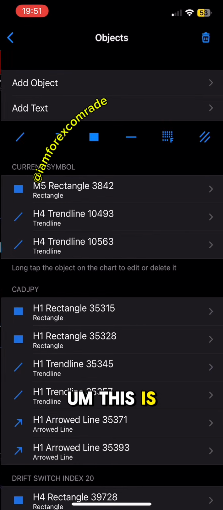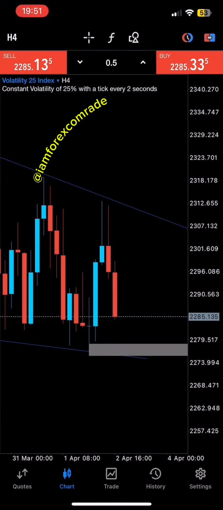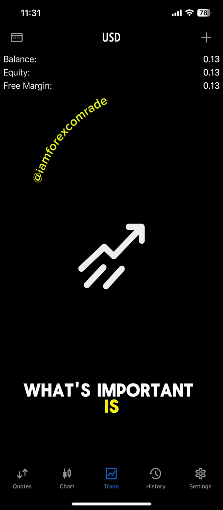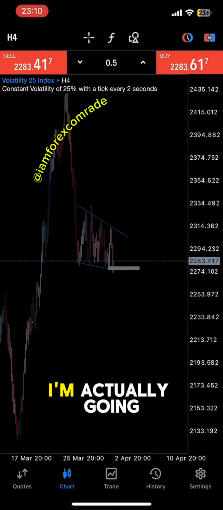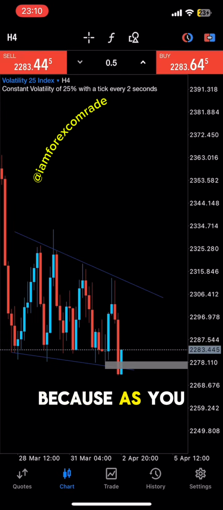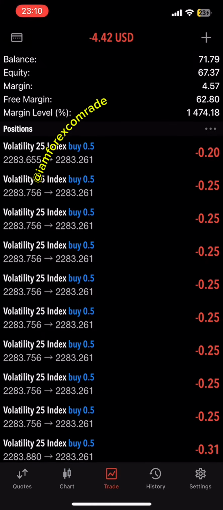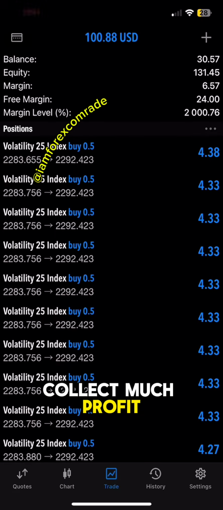This is so draining. Anyway, we can still utilize this trade. After all, what's important is for you to learn, right? And then now I find it again. I'm actually going to trade this again because, as you can see, it touched the support or the lower trend line, which means it's not going to break to the downside. However, I'm going to make sure that I buy at this point so that when it goes up, I will ride the trade and collect much profit.